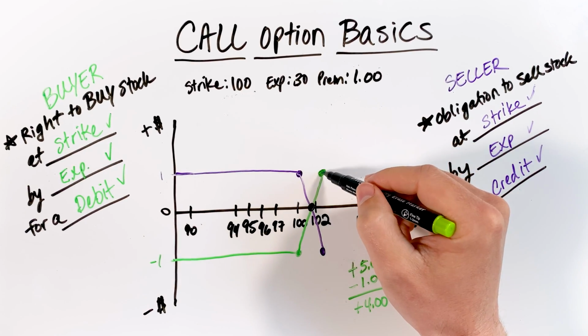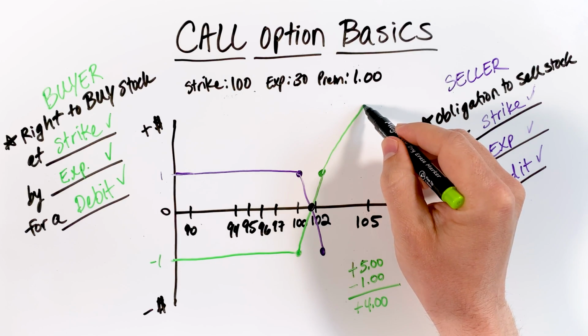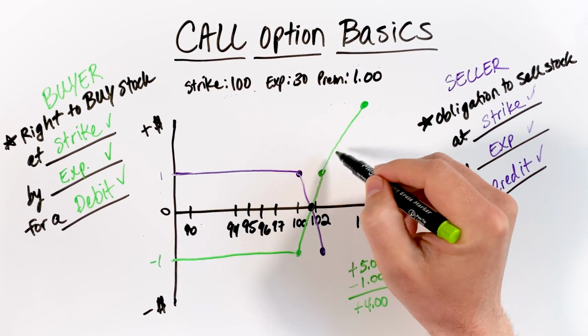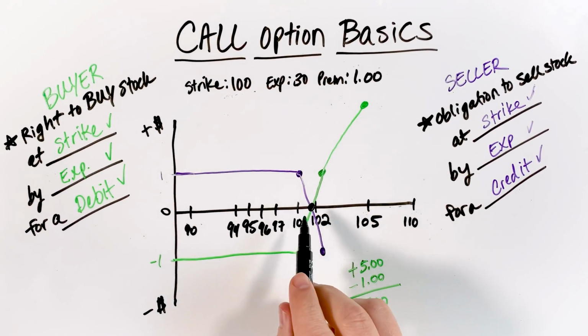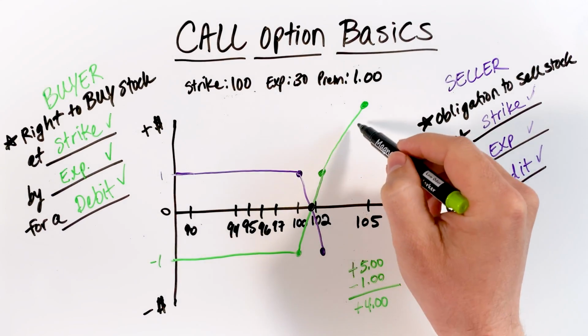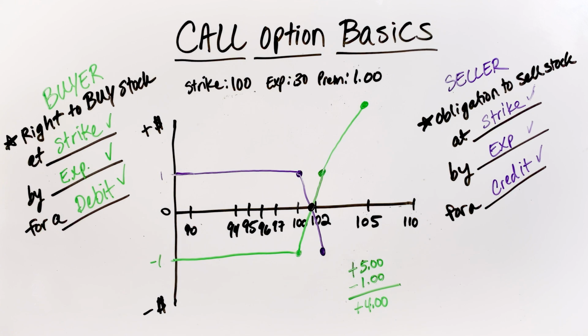So if we now go further, you can see that this line just continues to go up in perpetuity, and it's an unlimited potential for profit as the stock continues to move higher. This line just vertically continues to go up at the same pace.